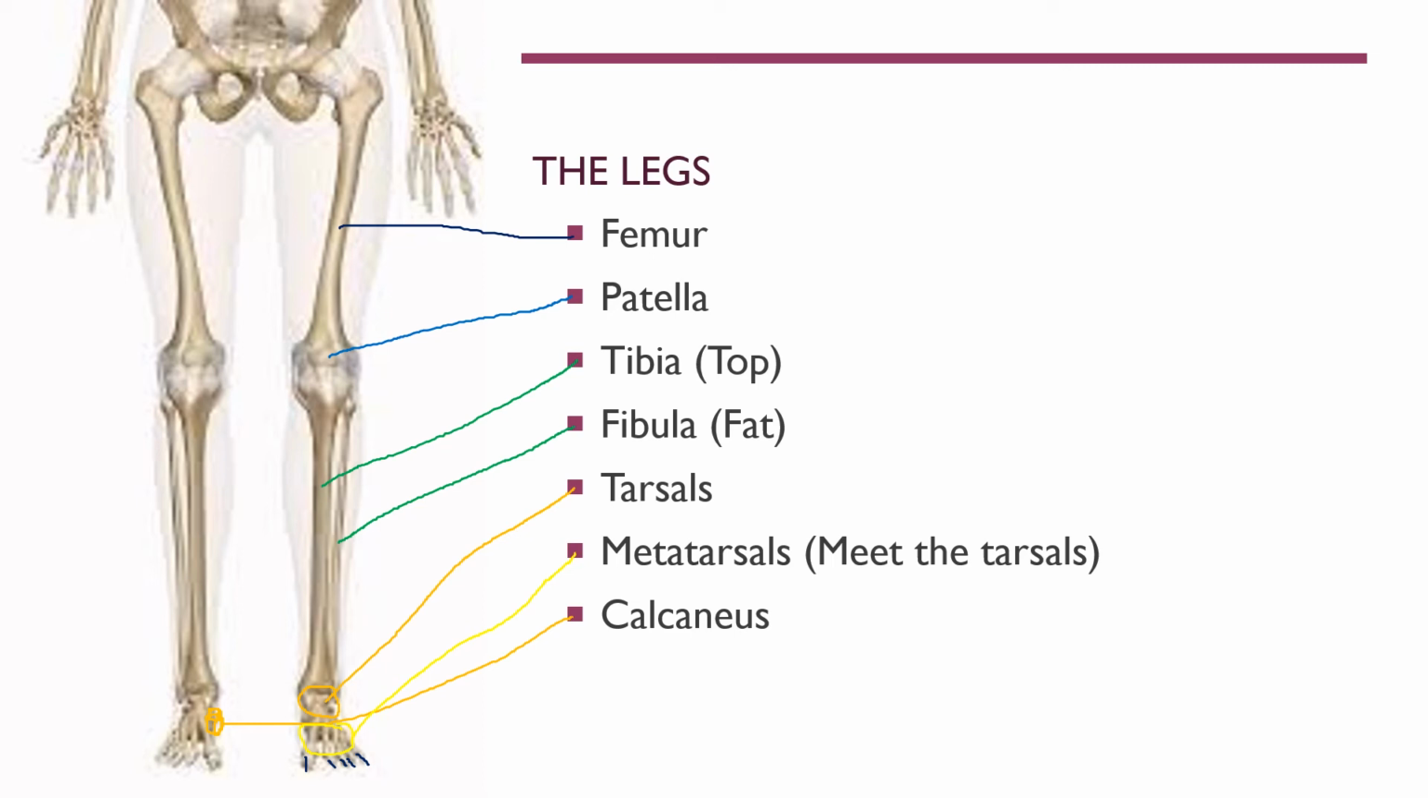So let's run back through these again. The femur is your thigh bone. The patella is your kneecap. The tibia is your shin bone. It's on top. The fibula is the back lower leg bone, the posterior one, on the fat side or on your calf. The tarsals are your ankle bones. Metatarsals are your foot bones. Phalanges are your toes. And calcaneus is that special tarsal that you call the heel.